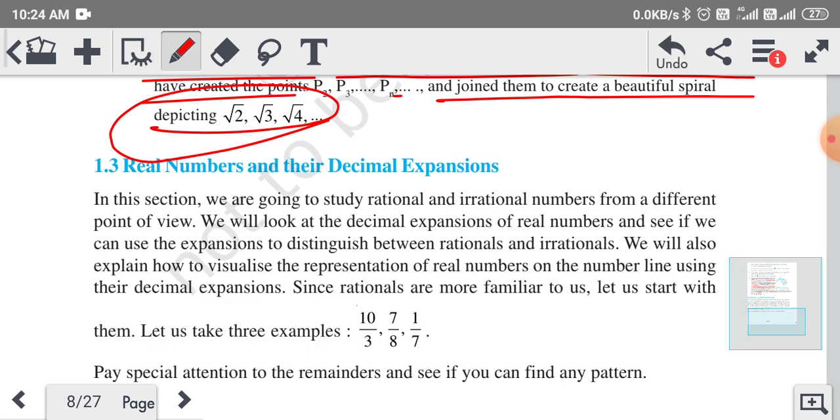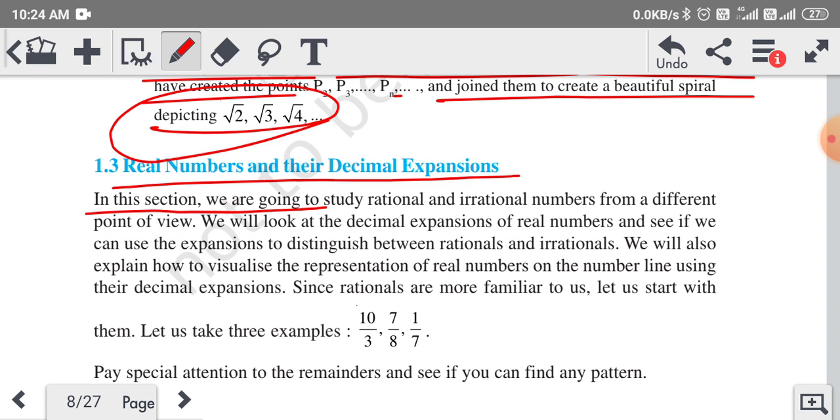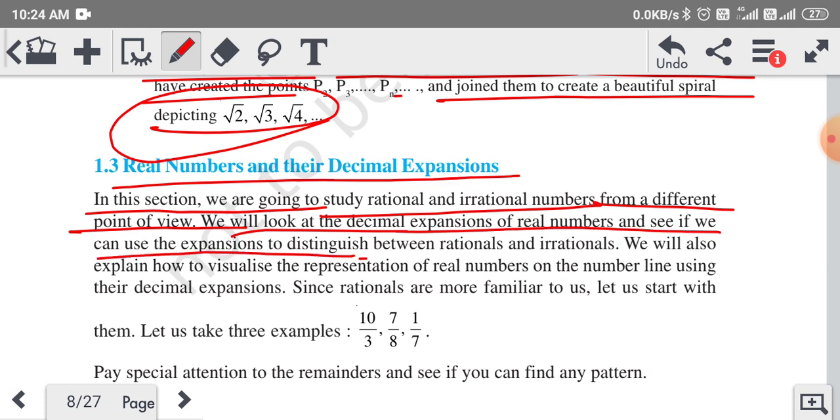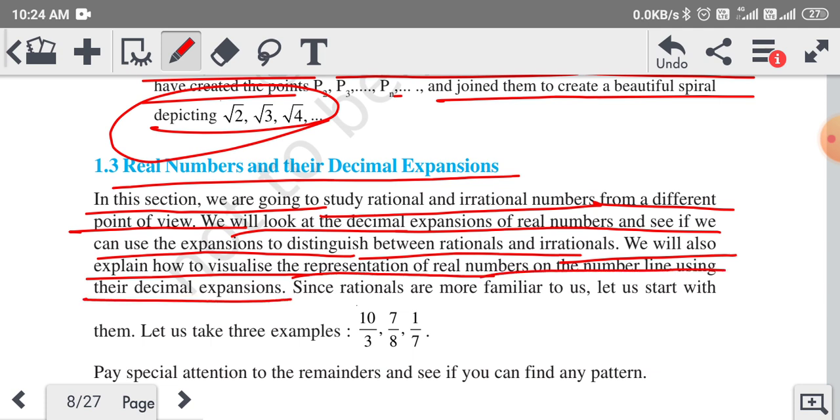Next, real numbers and their decimal expansions. In this section we are going to study rational and irrational numbers from a different point of view. We will look at the decimal expansions of real numbers and see if we can use the expansions to distinguish between rationals and irrationals. We will also explain how to visualize the representation of real numbers on the number line using their decimal expansions. Since rationals are more familiar to us, let us start with them.